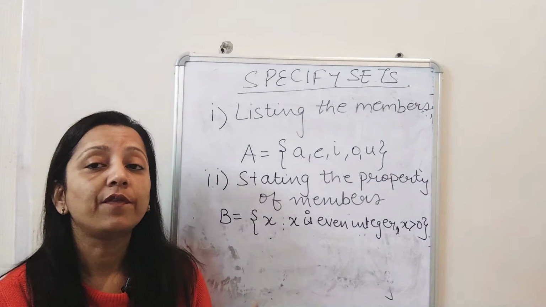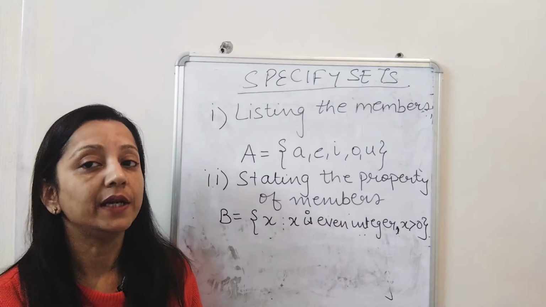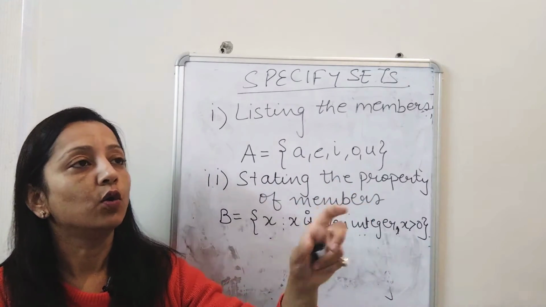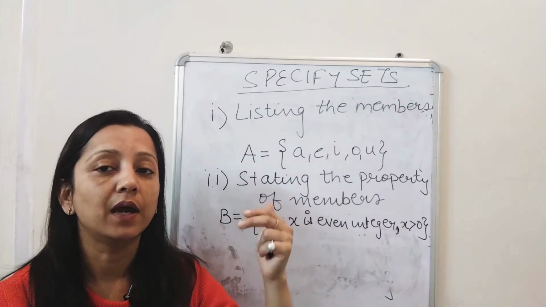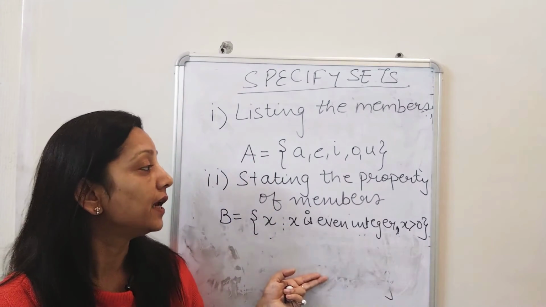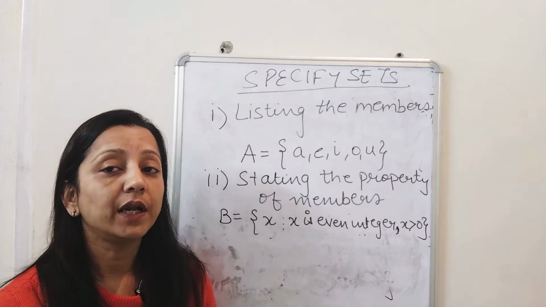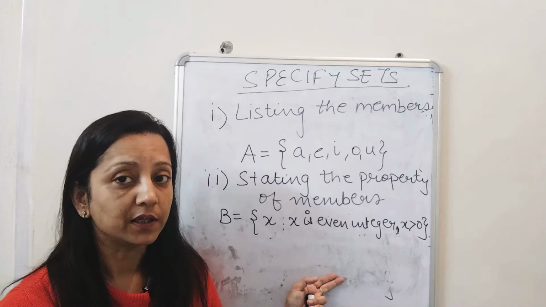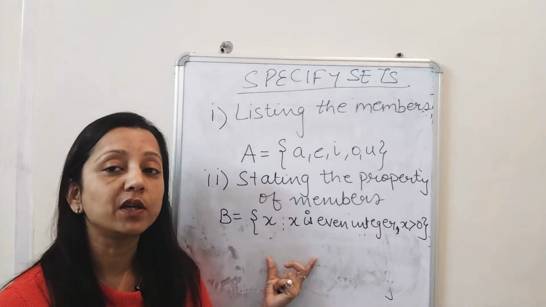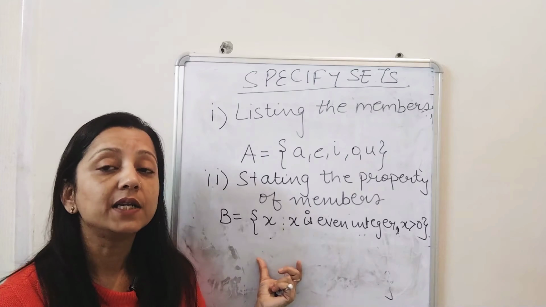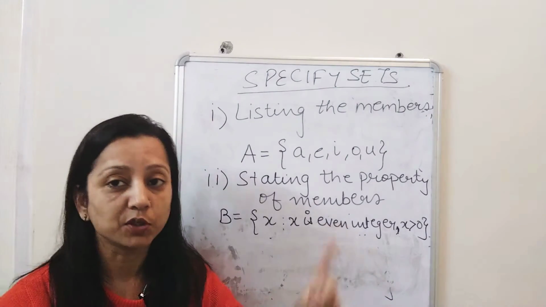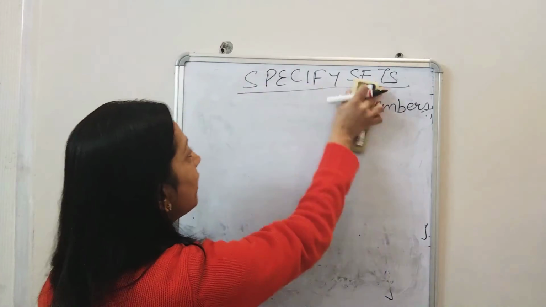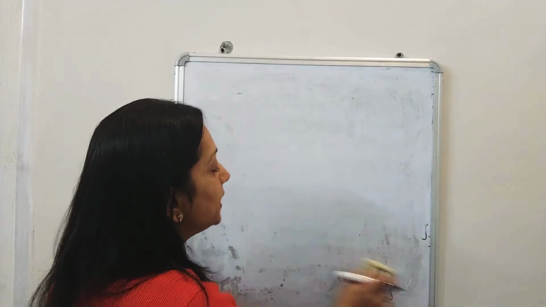When the number of elements is large, say 15 or 20, it is very difficult to specify them individually. You cannot keep writing A, E, I, O, U, B, C, D till 15 or 20 letters. In such cases, or where there are infinitely many elements, like the positive even integers, the better approach is to specify a set by stating the property of its members. So these are the two ways by which you can specify sets.